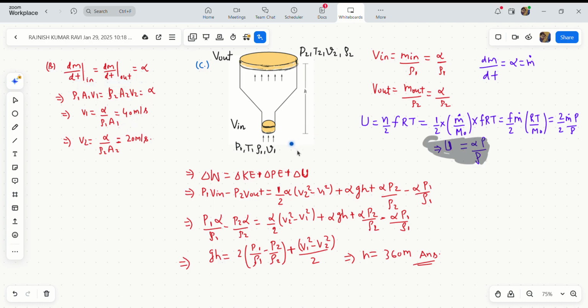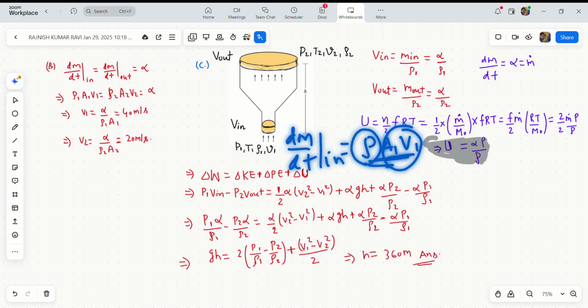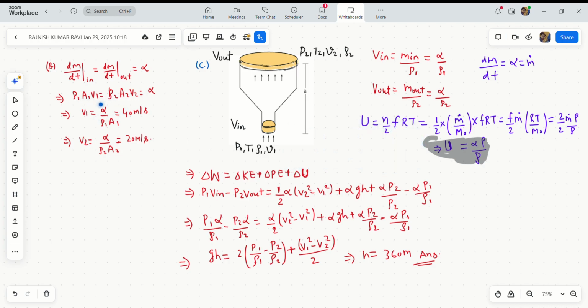So we can write dm by dt entering as rho a1 into v1, since a into v is volume and rho is density. Rho into volume will be equal to mass. So if I write rho 1 a1 v1 equals rho 2 a2 v2, that will be equal to alpha. So we can find out the value of v1 and v2 from these two equations.